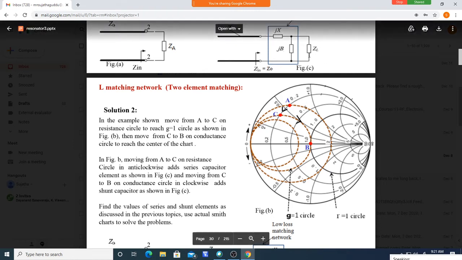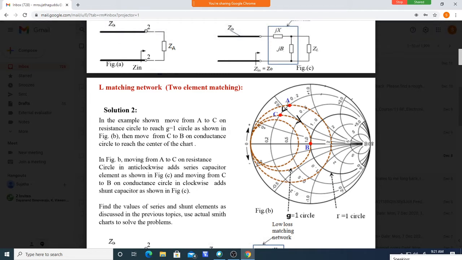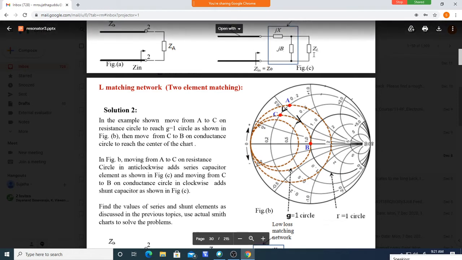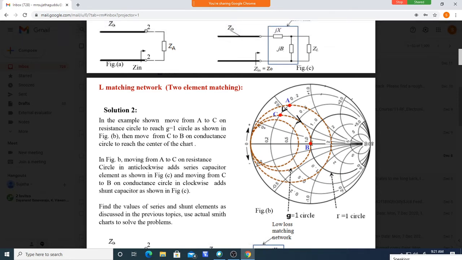But if this is given, you mark this. What value I wanted, you mark that also on the Smith chart. This value I needed, you mark that also. Now, from 50 ohm, this is 50 ohm, to get this value, what you have to do? You have to move in the converse way, in the opposite direction. See, like this, then like this.